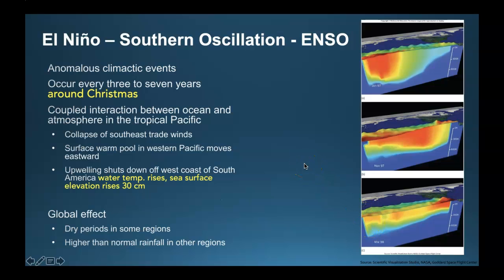These occur every 3 to 7 years. I'll show you a graph of that in a second. They usually occur around Christmas. El Nino is the boy from Christmas.